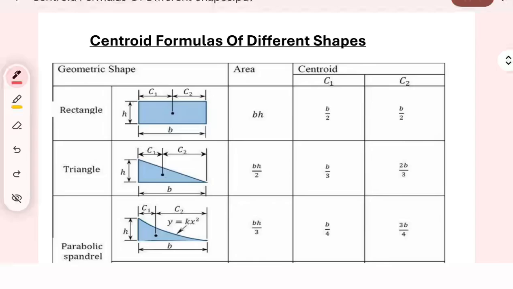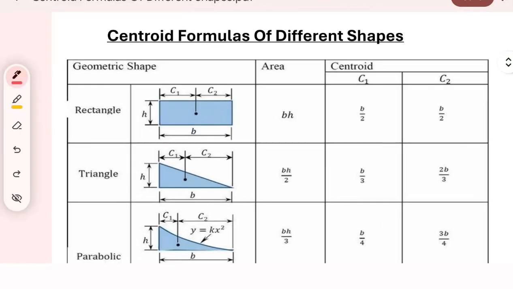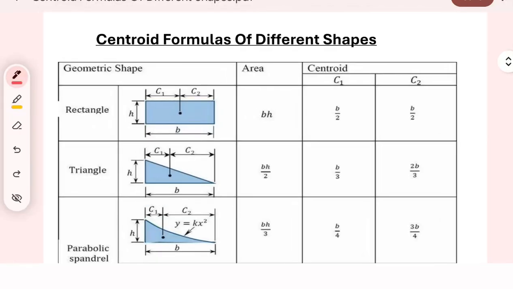Hello everyone. So today I will introduce you to centroid formulas of different shapes. I will introduce you on how to compute for the centroids for different shapes. Again, I will ask you the question of why do we need to compute for the centroids for different shapes?